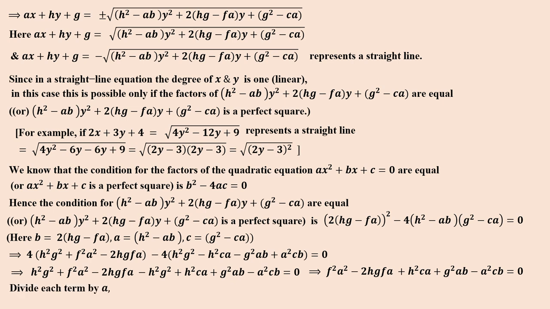Divide each term by a. So f square a square by a minus 2hg fa by a plus h square ca by a plus g square ab by a minus a square cb by a equal to 0. That means f square a minus 2hgf plus h square c plus g square b minus abc is equal to 0, which is the required condition, right?